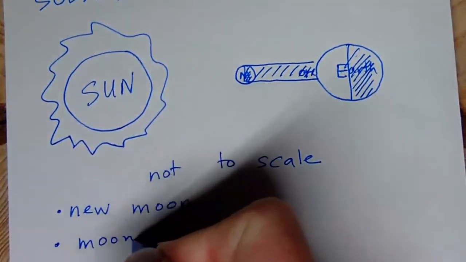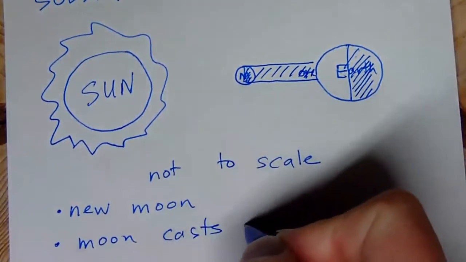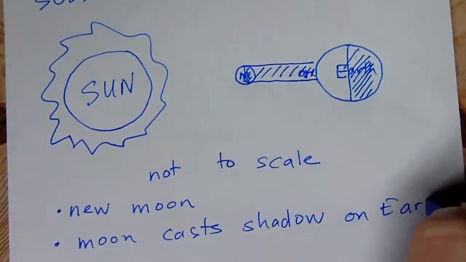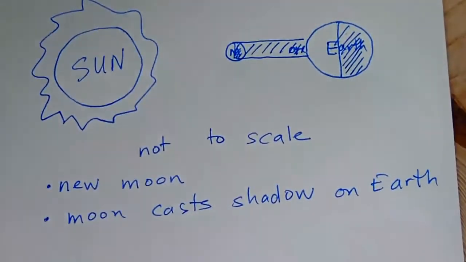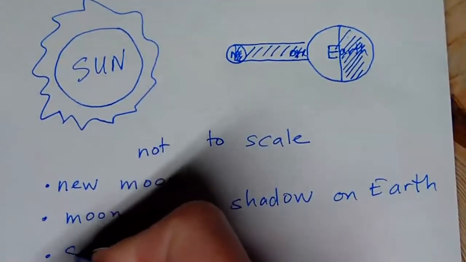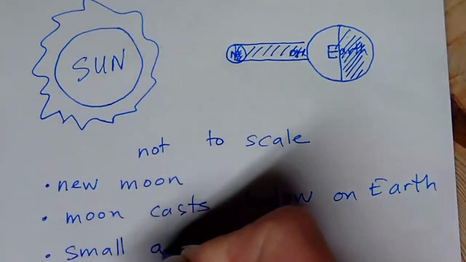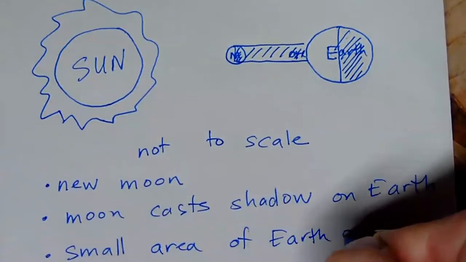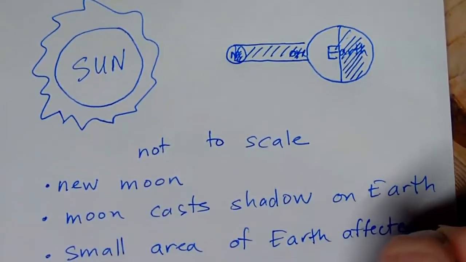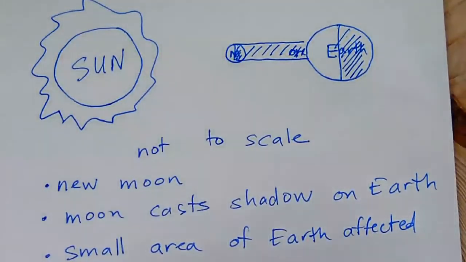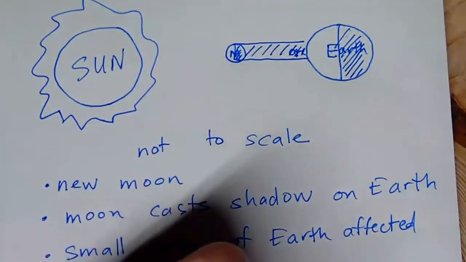The moon casts a shadow on Earth. And so only really a small part of the Earth is affected, a small area of Earth. And since most of the Earth is covered by water, and we're mostly on land, it happens kind of rarely that we get to see it.